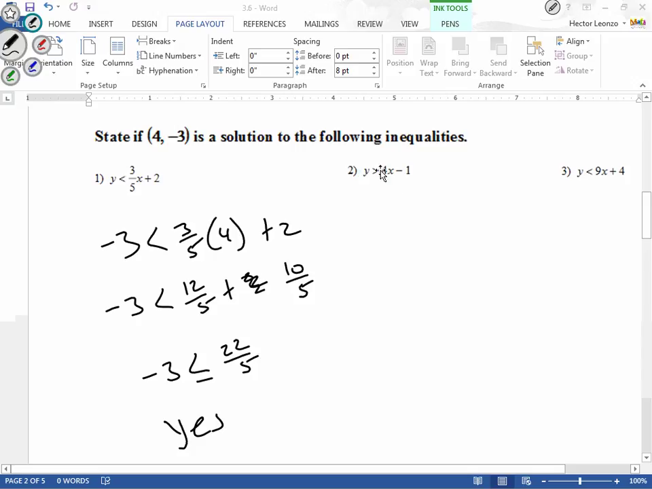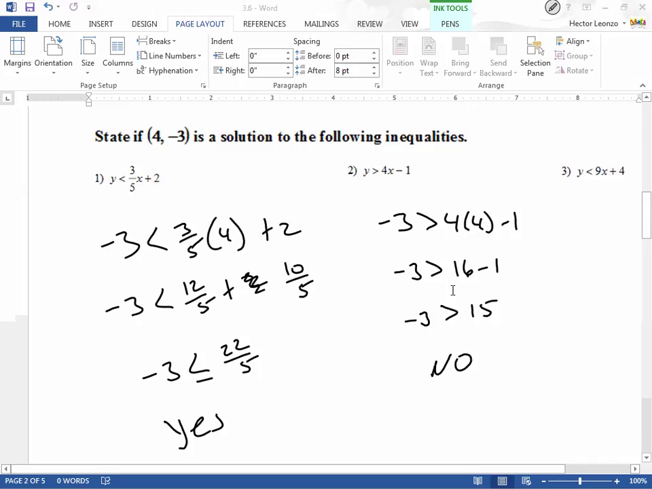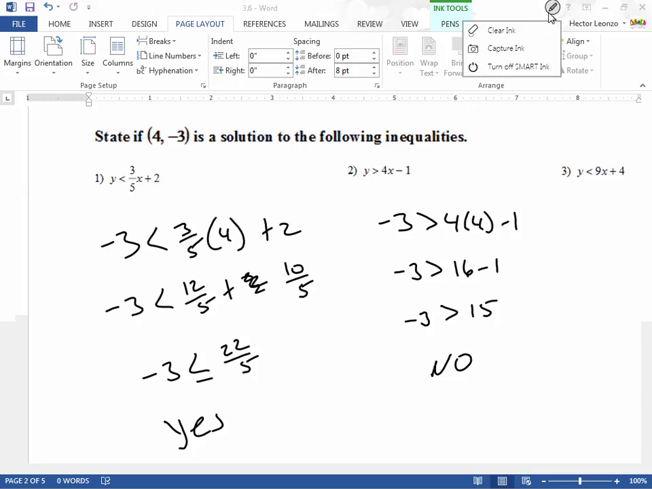Let me do one more, my example 2. Instead of y, let me write negative 3. It says is greater than 4 times 4 minus 1. So I have that negative 3 is greater than 16 minus 1. Negative 3 is greater than 15. Right? Negative 3 is not greater than 15. That is not a true statement. So I will say no, that is not a solution to this inequality. So once again, the first part is just like how we did before: substitute the values of x and y and tell me if the statement is true or not.